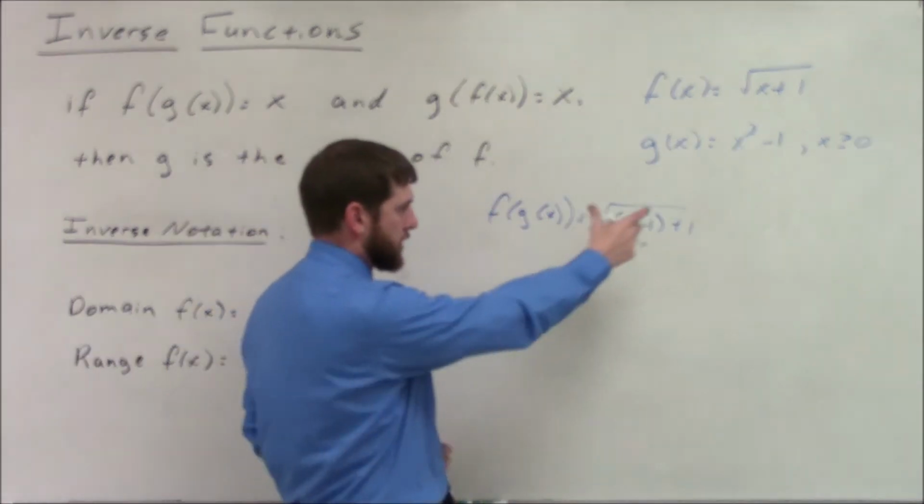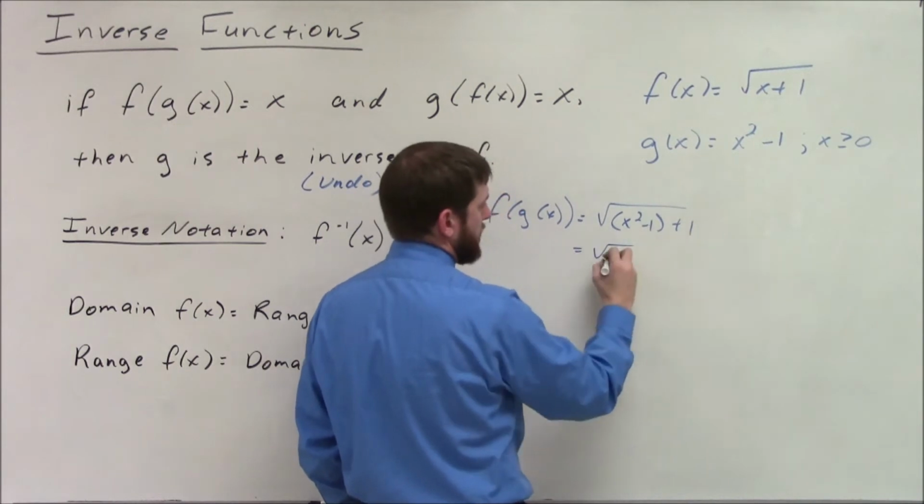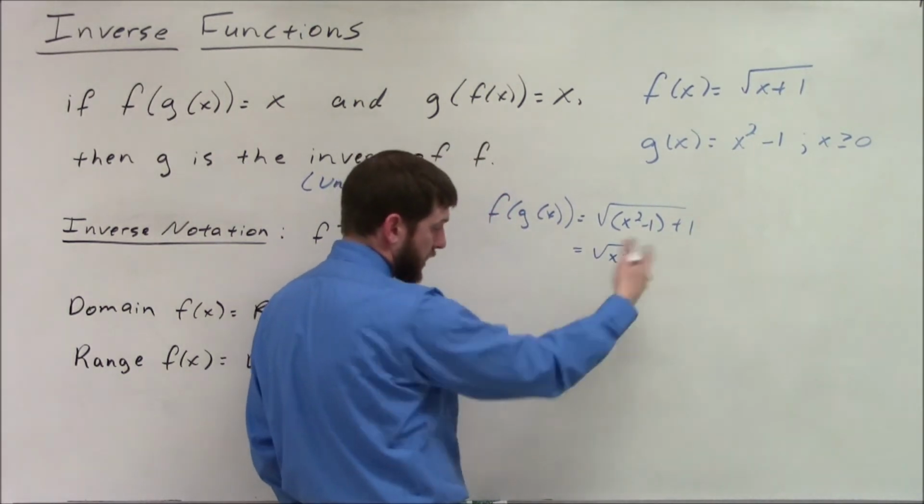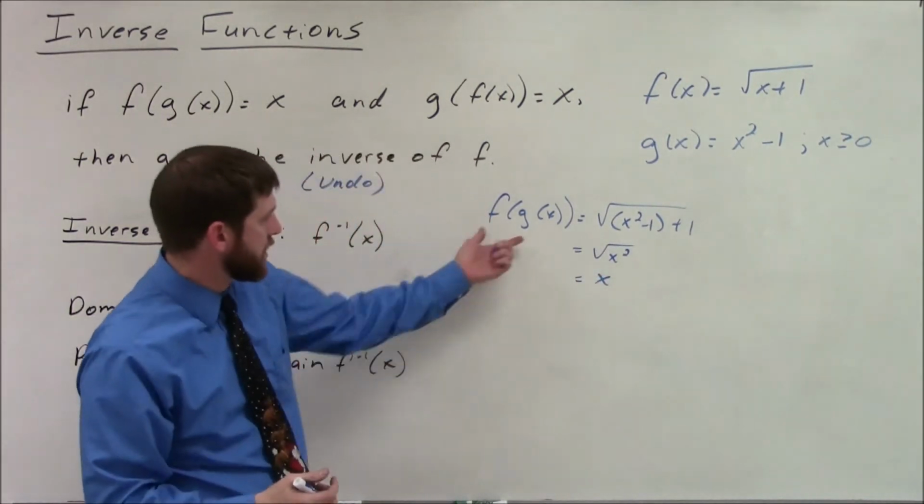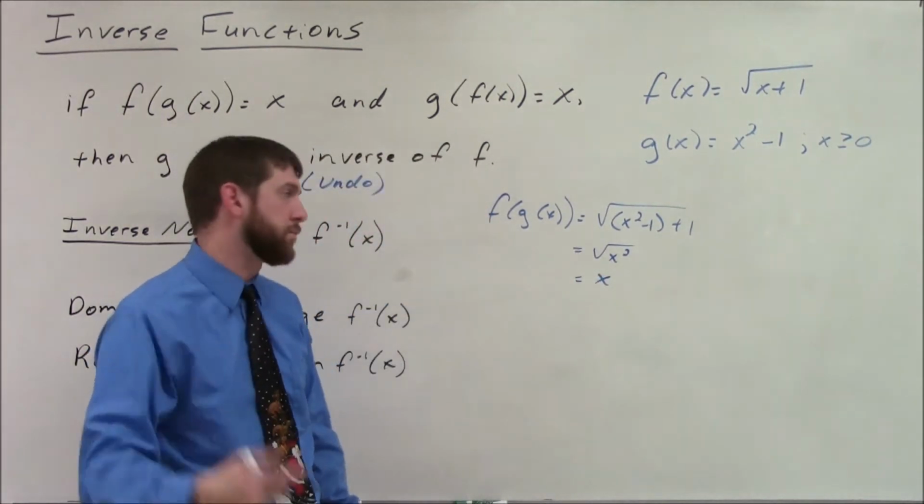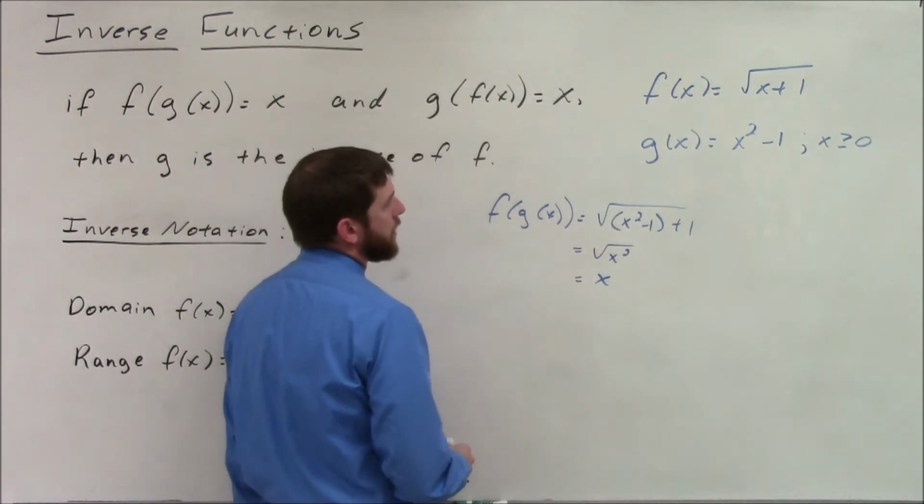It doesn't come into the actual calculation parts. Well, we can see -1 plus 1 is going to cancel, so we're left with x squared, or square root of x squared, which is equal to x. So f of g of x equals x. They completely canceled all the extraneous operations out.